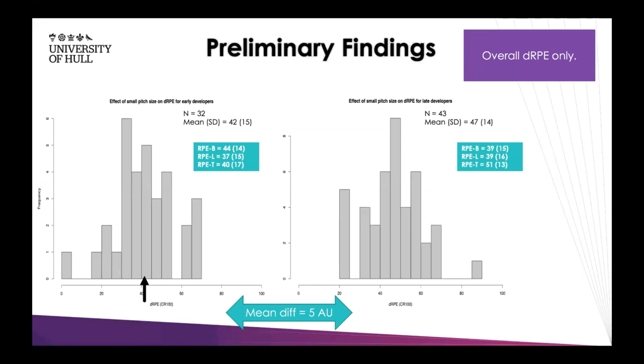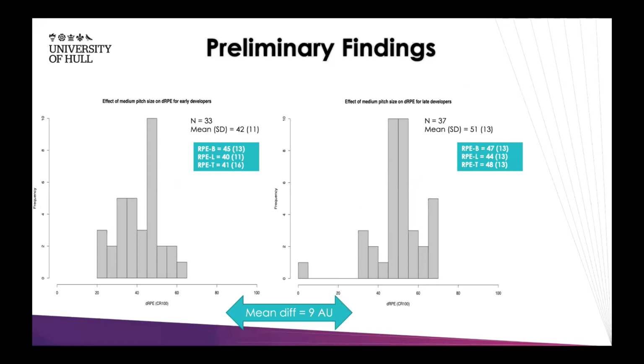As you can see, the mean for RPE for the early in the small pitch size was 42, with the mean for RPE for the late developers on this same pitch size was 47, with a mean difference of 5 arbitrary units. What is kind of interesting in this pitch size is that the mean of RPE breathlessness was in fact higher for the early developers compared to the late developers. This is something that I'll talk about at the end.